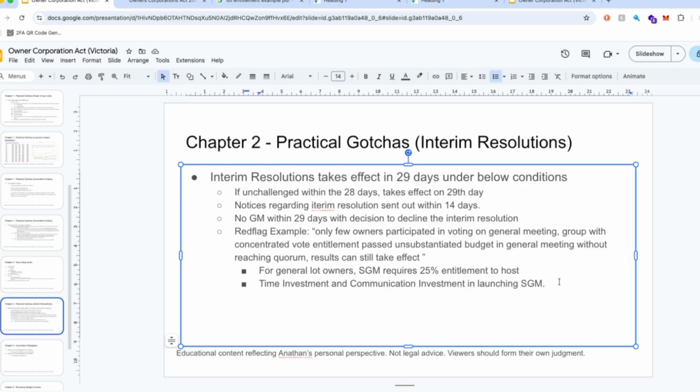So if it's not addressed within that 29 days, then that becomes a resolution. And if that happens, if you want to revert that, the communication cost and also time investment to address a resolution that has passed is very difficult. It will be definitely much harder.